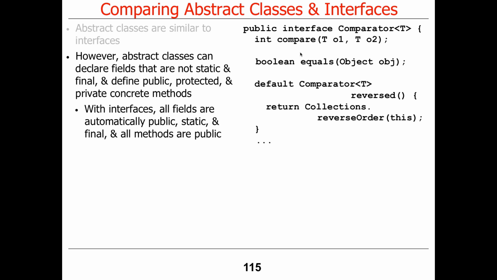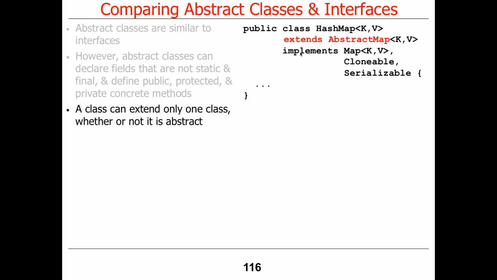With interfaces, all the fields are automatically public, static, and final, and all methods are public. So here are some examples that we looked at before, like Comparator. You have some methods here. These are all public. You can't make them non-public. That wouldn't make any sense, to have a non-public interface method.